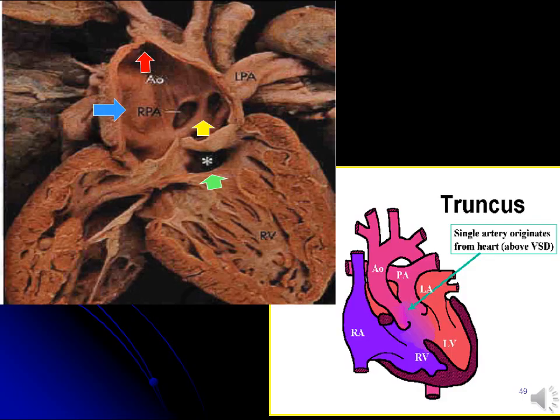A baby with truncus arteriosus usually presents with cyanosis in the first few days of life because of the excessive amount of blood flow to the lungs. Congestive heart failure develops very early. On chest x-ray, there is cardiomegaly.